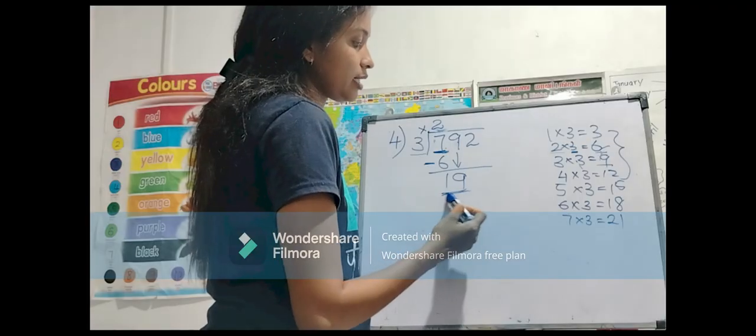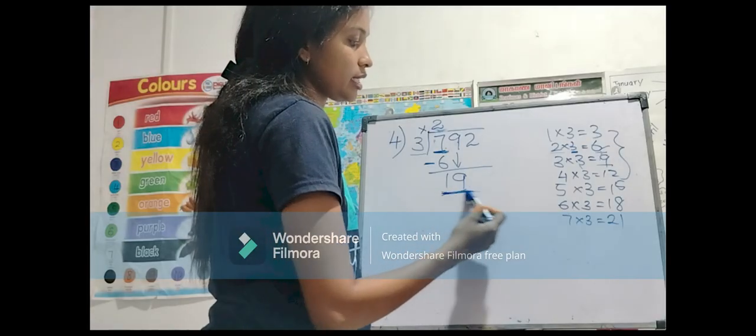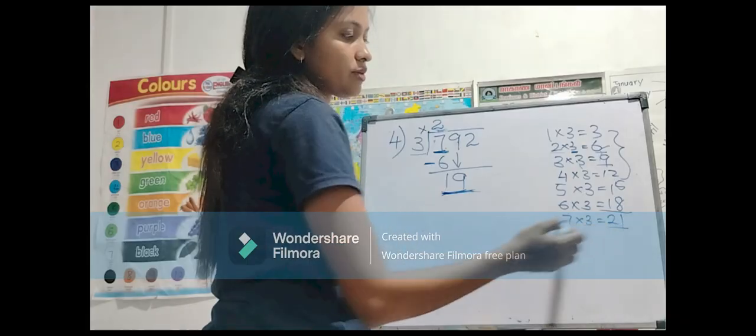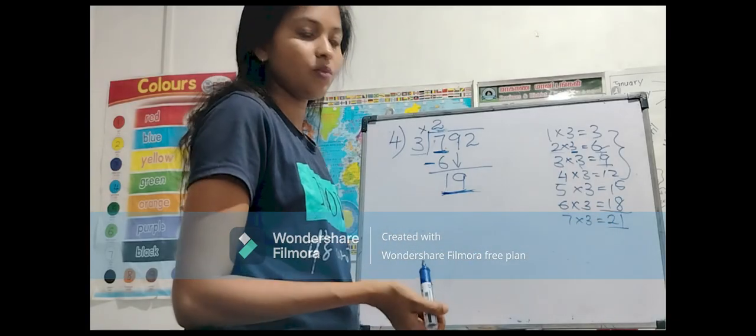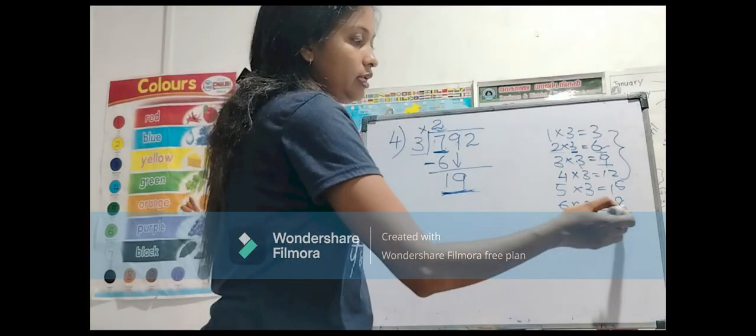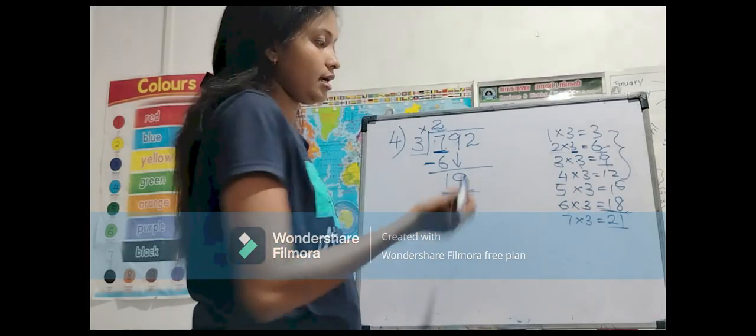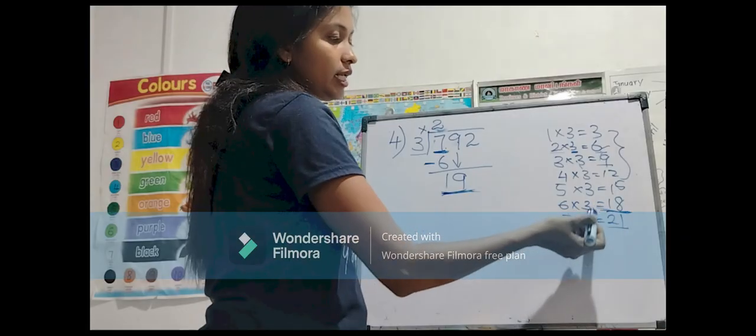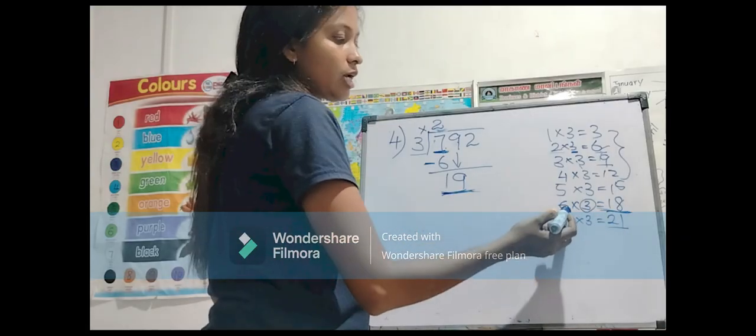Then you want to take near to this number. What are the numbers near this number? 18 and 21. But that number should be lower than this one. Then we can take 18. 18 is here. Then the third multiplication table.